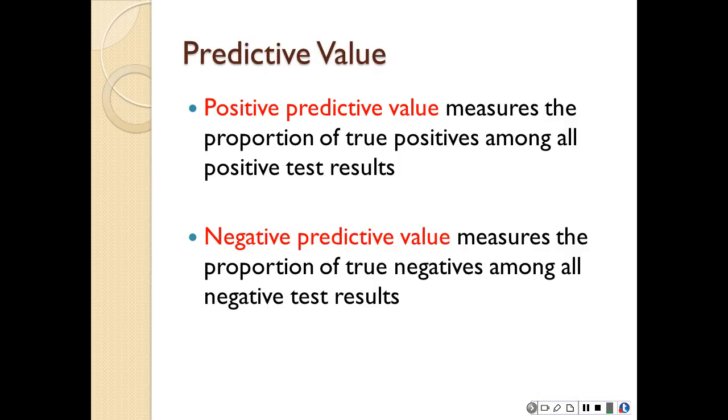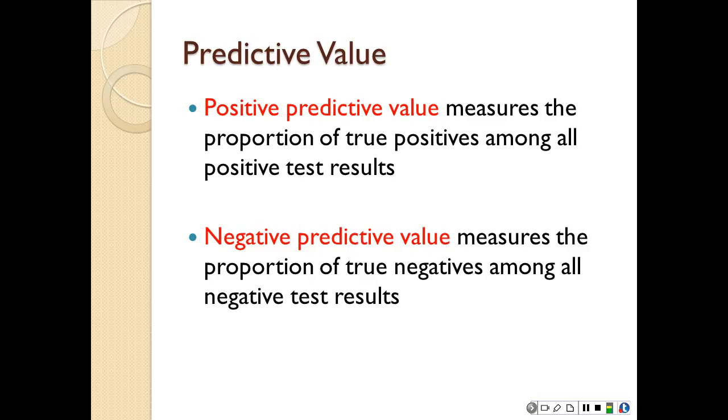So the positive predictive value is measuring the probability that, given that you have a positive test, you actually are sick. That's different from sensitivity. Remember, with sensitivity, we're talking about given that you have the disease, what's the probability that the test is picking it up, that the test is identifying it?